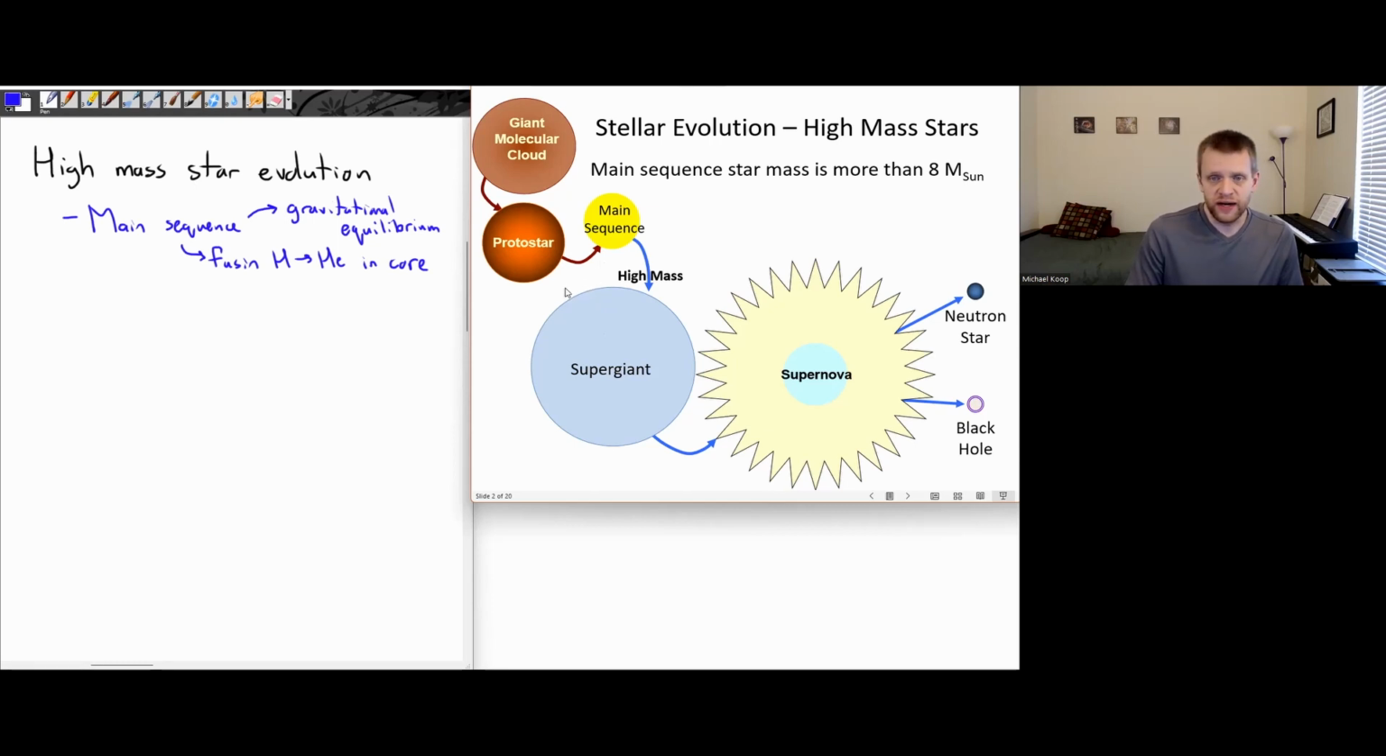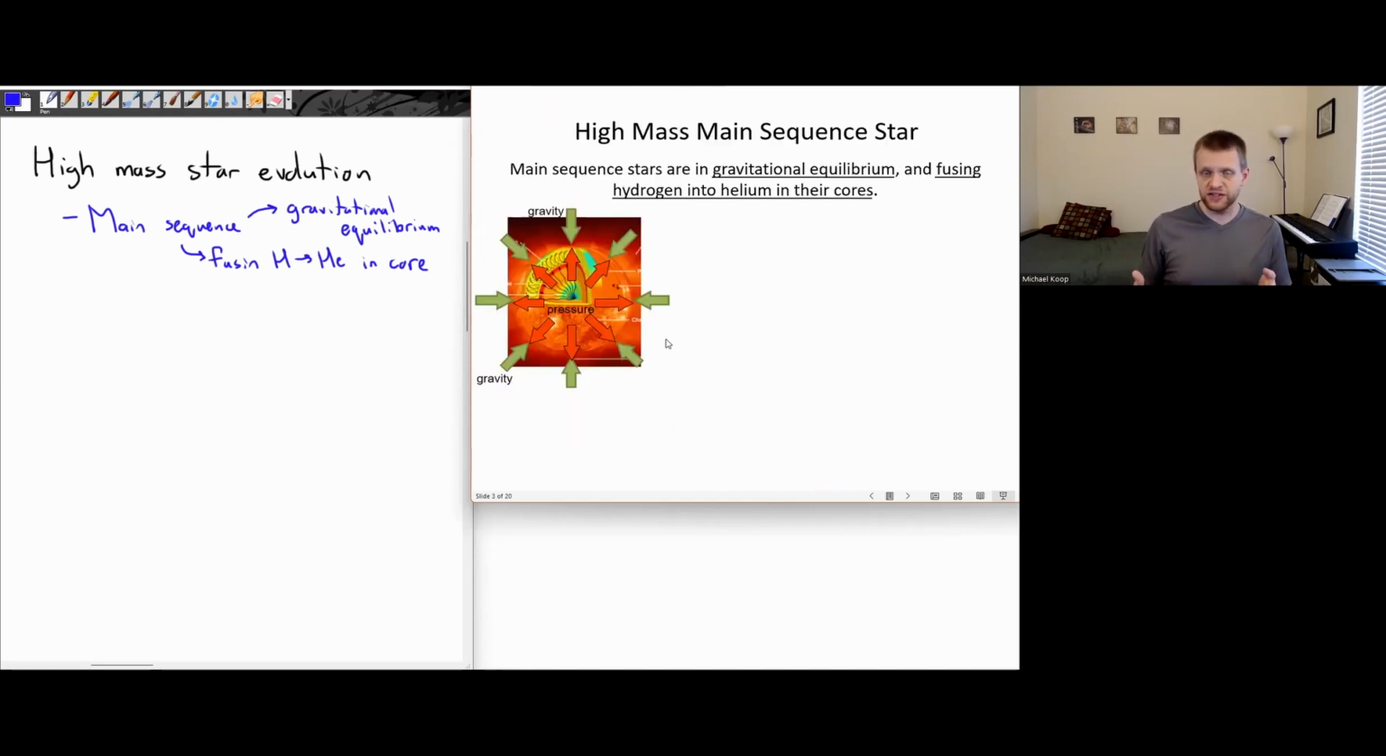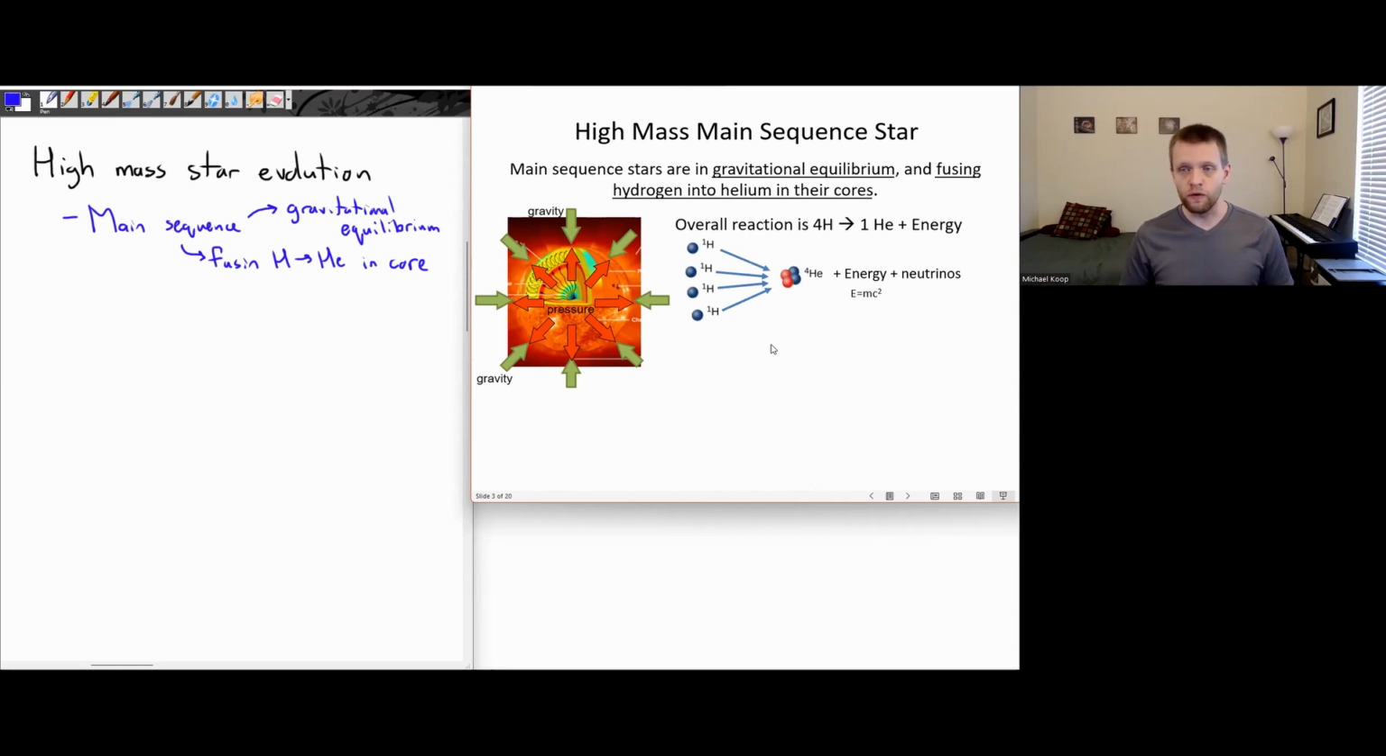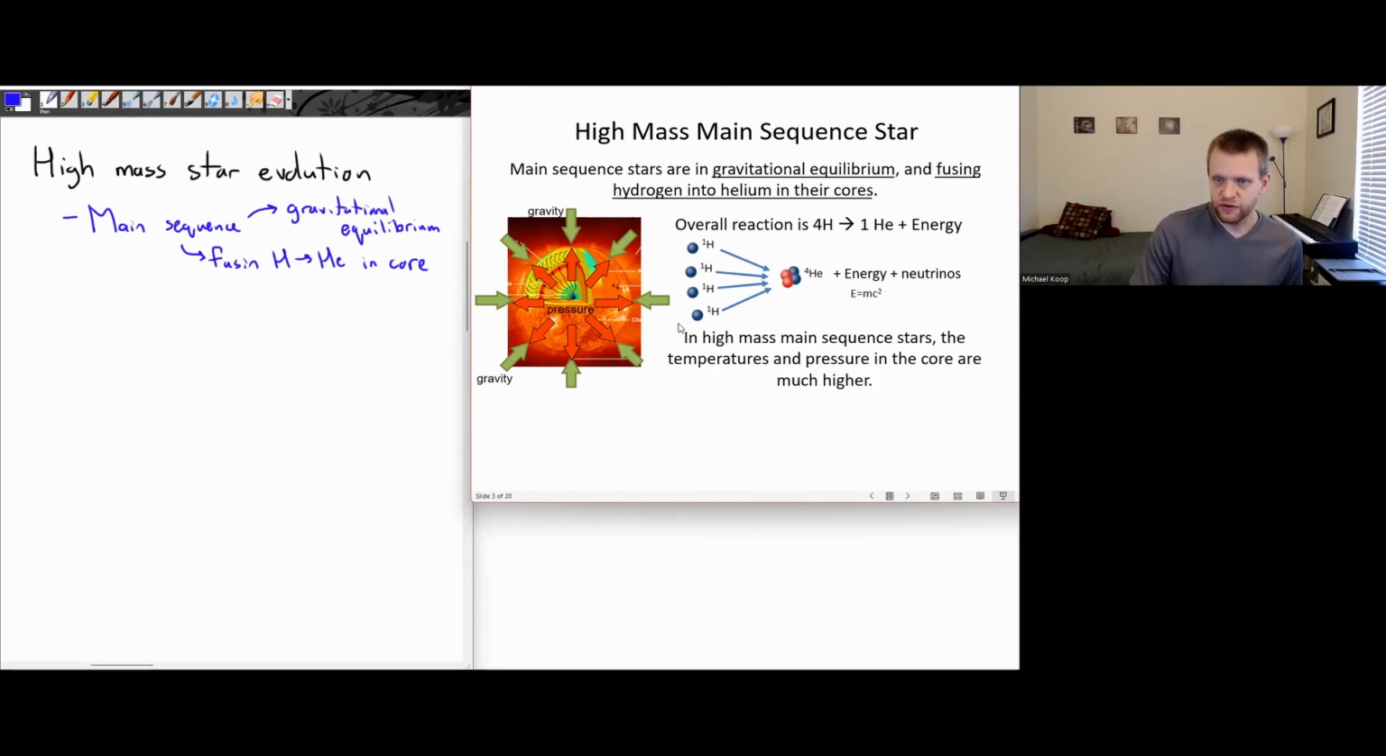So let's talk about these higher mass main sequence stars. Even though they're higher mass, they still have the properties of main sequence stars. They're still in gravitational equilibrium. They're still fusing hydrogen into helium in their cores with this same overall reaction: 4 hydrogen nuclei going in, turning into 1 helium nucleus, plus a lot of energy, neutrinos, things like that. But the cores of these high mass main sequence stars are going to be at much higher temperatures, densities, and higher core fusion rates than the lower mass stars that we've looked at.